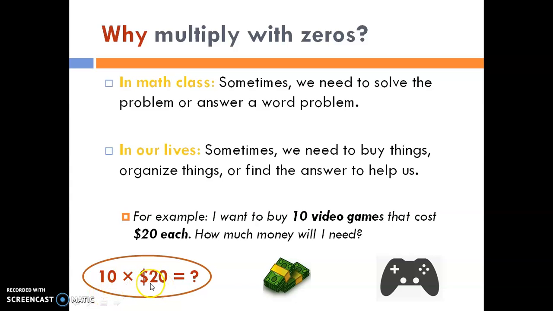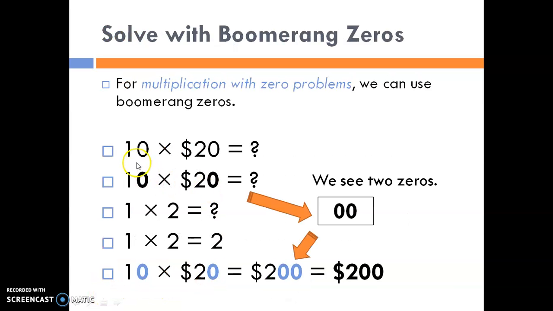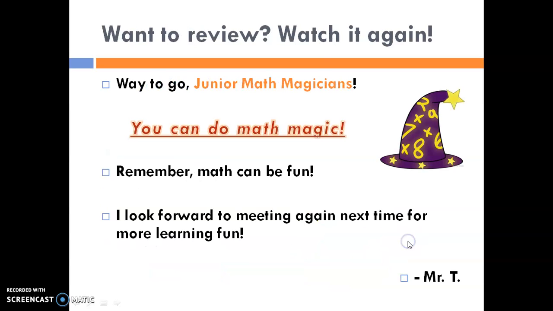10 times $20. 2 boomerang zeros. 1 times 2 is 2. So we bring down the 2 and bring back our 2 boomerang zeros. Remember that this was a money problem, so we need the unit for dollars.